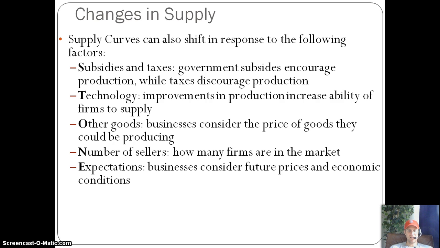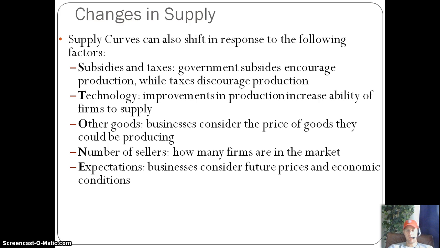Expectations. Businesses consider future prices and economic conditions when determining how much to supply. If they see forecasts saying that there's going to be a recession, it might change how many refrigerators they make or how many cars they produce, because they don't want to have leftover cars because nobody is purchasing them, so they will draw back their supply.